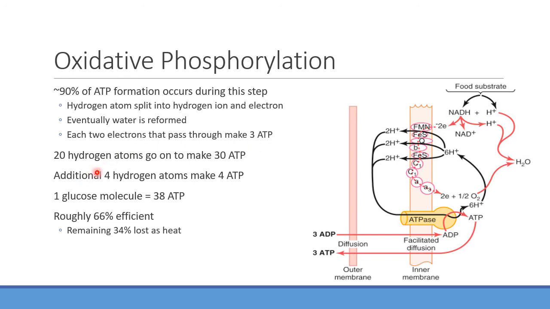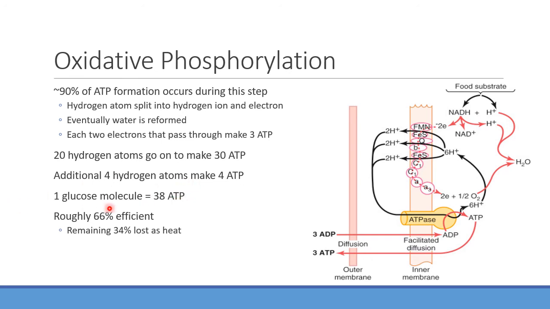And so, by putting in 20 hydrogen ions here, they're going to end up eventually making 30 molecules of ATP. We're then going to have an additional 4 hydrogen atoms that are going to make 4 ATP. So then our total here, because remember with glycolysis and during the citric acid cycle, we had 4 molecules of ATP that were formed during that process. Now we're including an additional 34, right? So now 1 glucose molecule has a maximum attainable amount of ATP of 38 molecules.